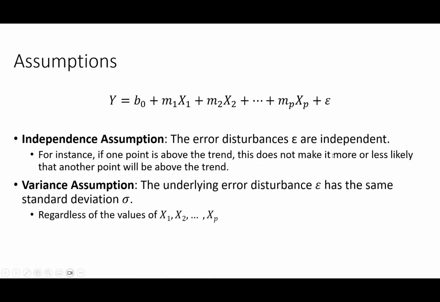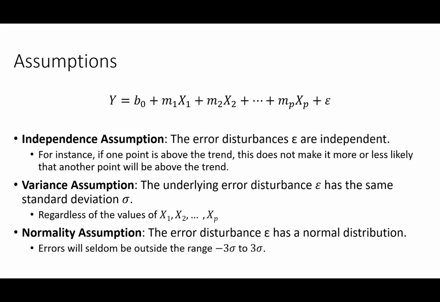Next, the variance assumption: that the underlying error disturbance epsilon has the same standard deviation. It doesn't get bigger, it doesn't get smaller as x increases, x of 1, x of 2, all the way up to x of p. So if you graph the errors and you saw something that looked like a trumpet getting bigger and bigger, you would say, whoop, that's the variance assumption. Or if it looked like a funnel getting smaller and smaller as x increased, you would say the underlying error disturbance epsilon does not have the same standard deviation. So the variances need to be independent of each other, and they can't get bigger or smaller.